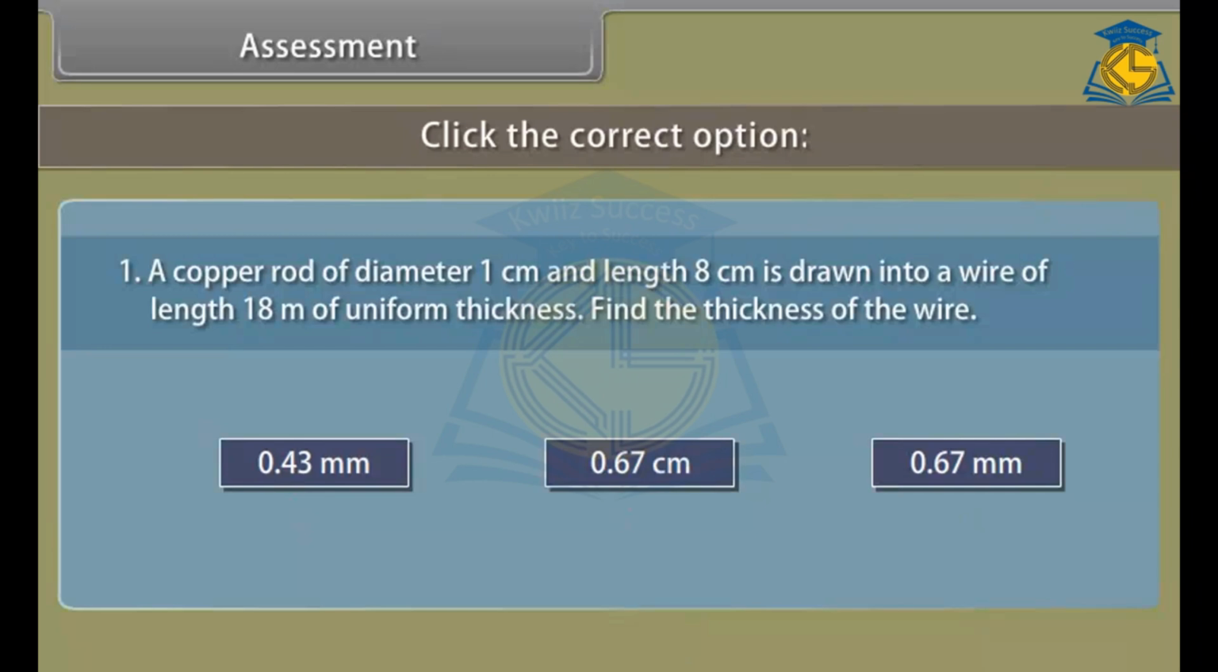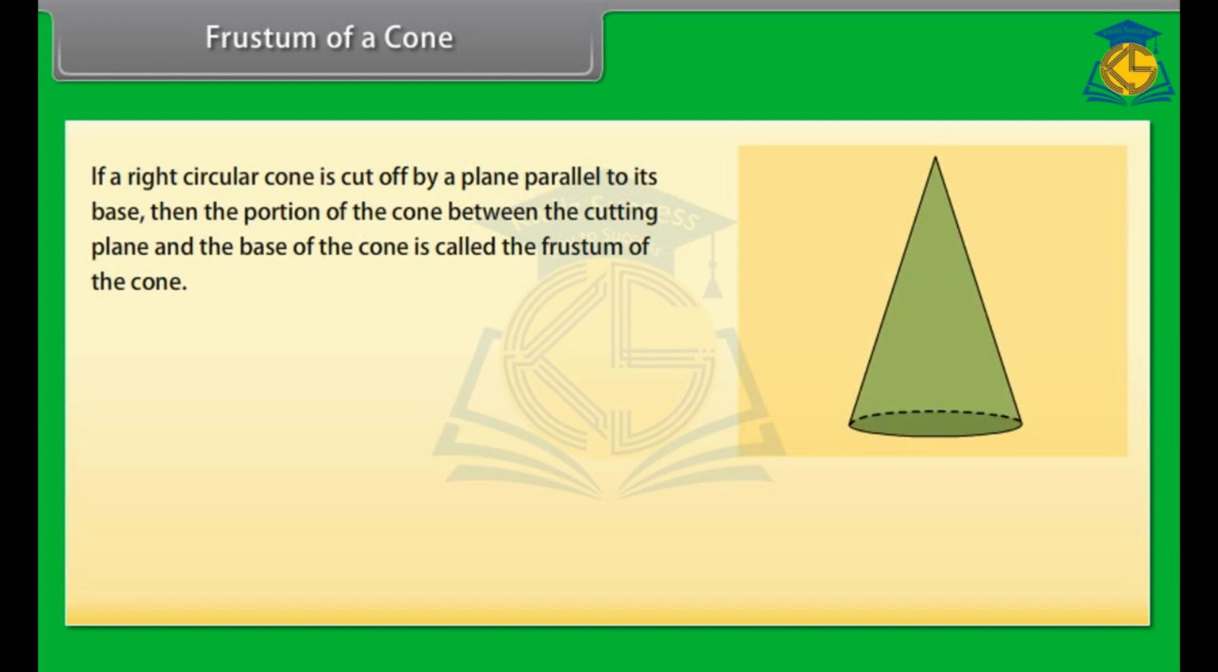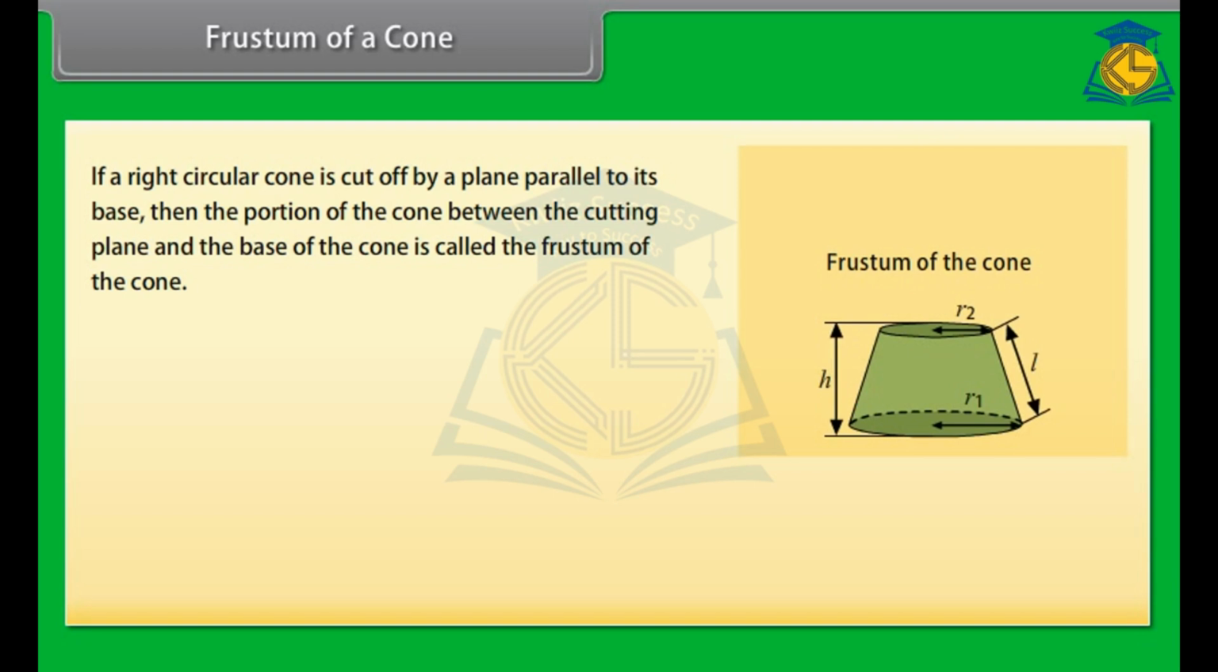Click the correct option. Frustum of a cone. If a right circular cone is cut off by a plane parallel to its base, then the portion of the cone between the cutting plane and the base of the cone is called the frustum of the cone. The formulae for the frustum of the cone are given below.